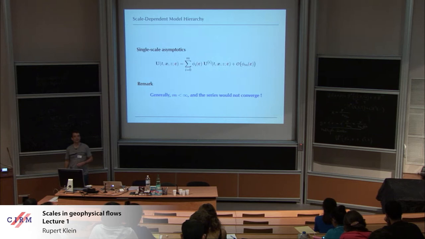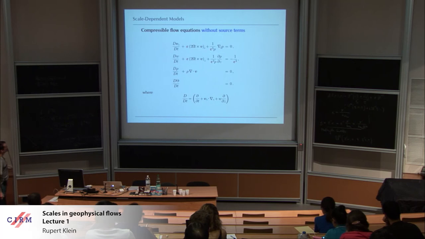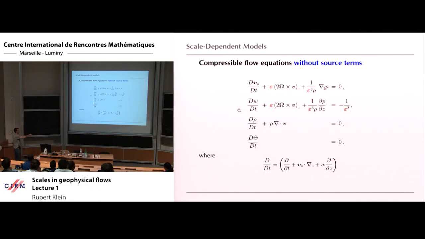Okay, let me explain the puzzle. So this was my non-dimensionalized set of equations, and we want to walk through a very simple exercise of just letting epsilon go to zero and see what happens. Okay, and I'm keeping only the leading terms in each of the equations. Obviously, the mass equation has no epsilon in it, I keep it. The transport of entropy or potential temperature has no epsilon, I keep it. And the dominant terms in the momentum equations are just the 1 over epsilon cubed terms.